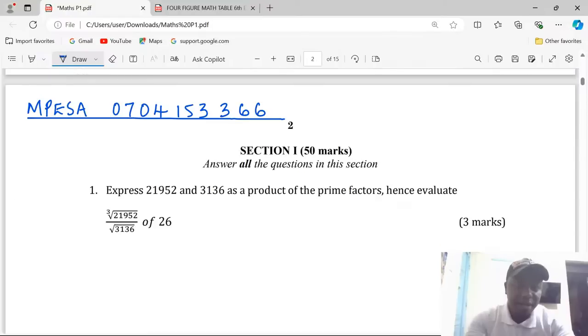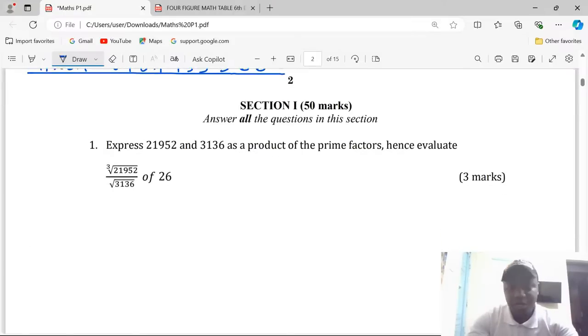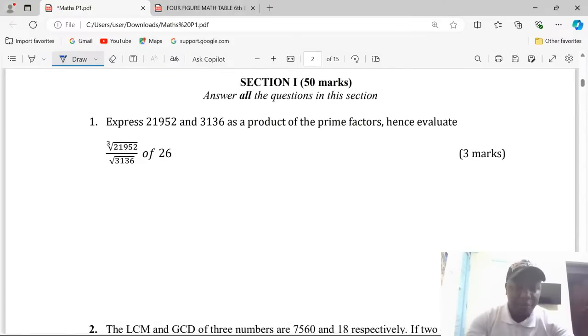Number 1, express 21,952 and 3,136 as a product of the prime factors. Hence, evaluate the cube root of 21,952 divided by the square root of 3,136 of 26.